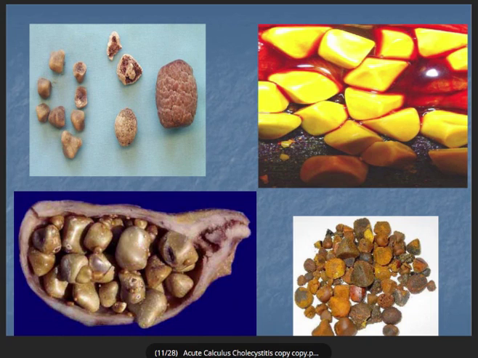So the stones can be one single or can be 150. It doesn't really make a big difference. One stone can cause problems, 10 stones can cause the same problems. The number is not an issue, or the size even. Both of them are not an issue. The issue is obstruction of the cystic duct by a big stone, a small stone, 10 stones, one stone. It doesn't really make any difference in the appearance or the manifestation.